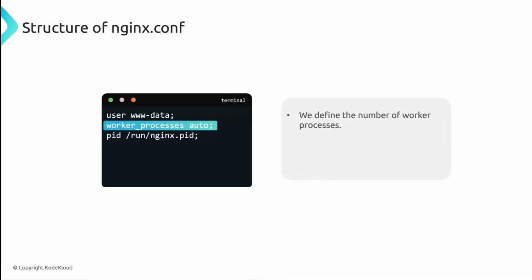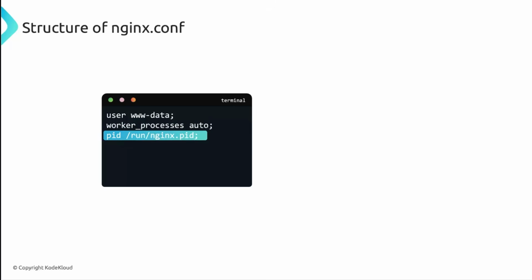Then we have the worker processes. Here we define the number of worker processes, and setting this to auto lets Nginx adjust the number based on the number of CPU cores available, which is really great for optimizing performance. And then we have the PID, which stands for Process Identifier. And this specifies the location of the PID file, which stores the process ID of the Nginx master process. We will interact a lot with this PID when we pass in signals like reloading, restarting, shutting down, etc.